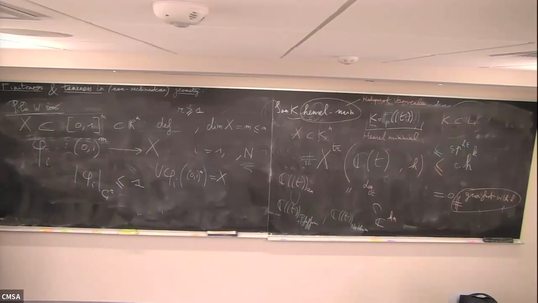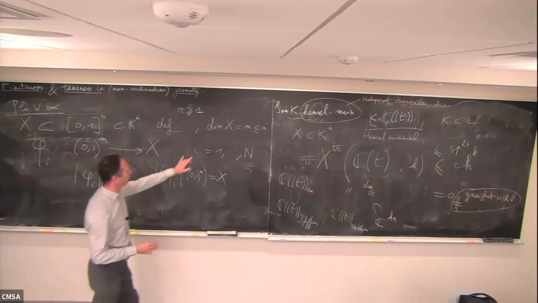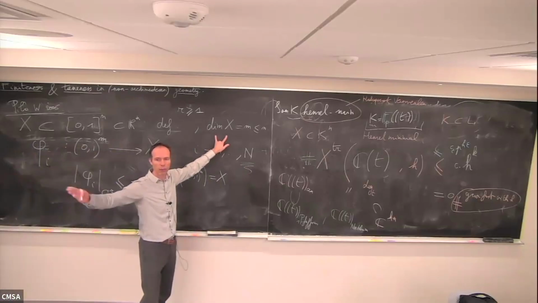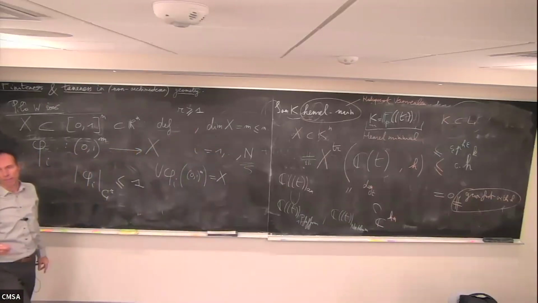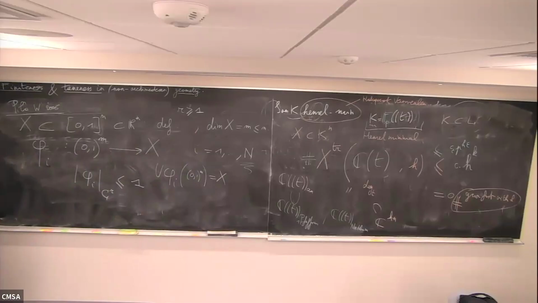Of the images, are they the dimensions of the images also m? Not necessarily. X could have a separate connected component of dimension 1. Oh. And you also need to cover that in this formulation. Yeah, that's not so important.